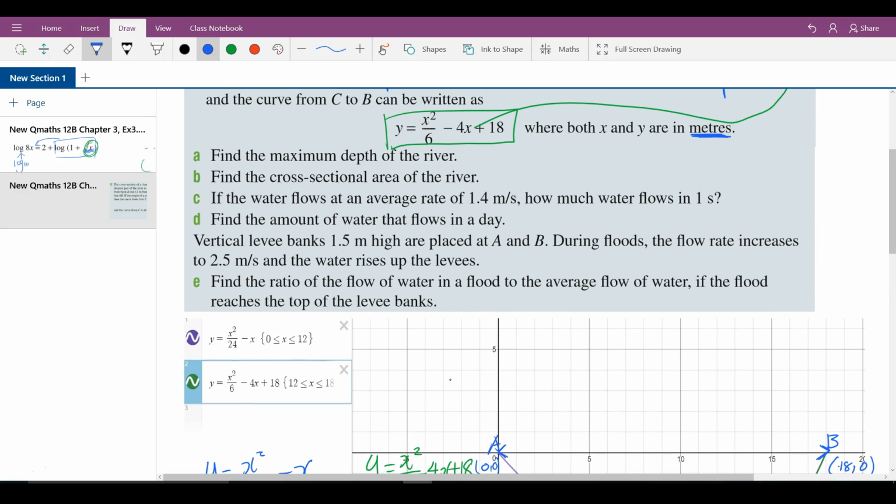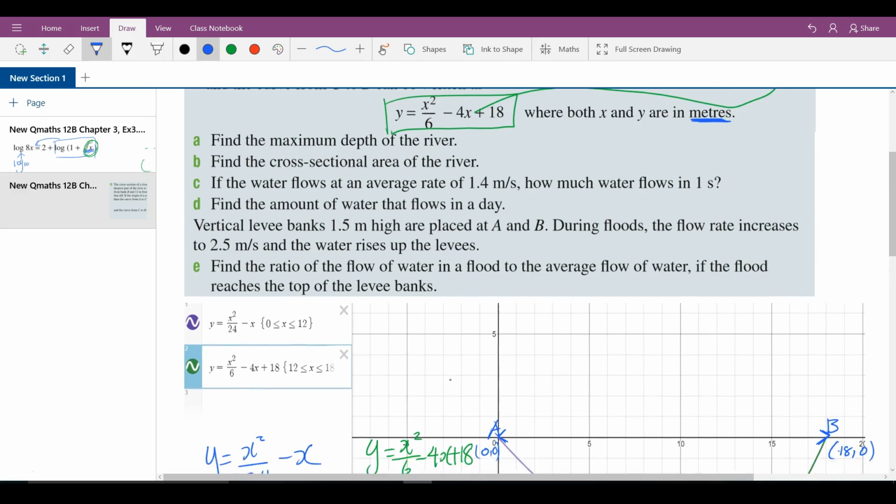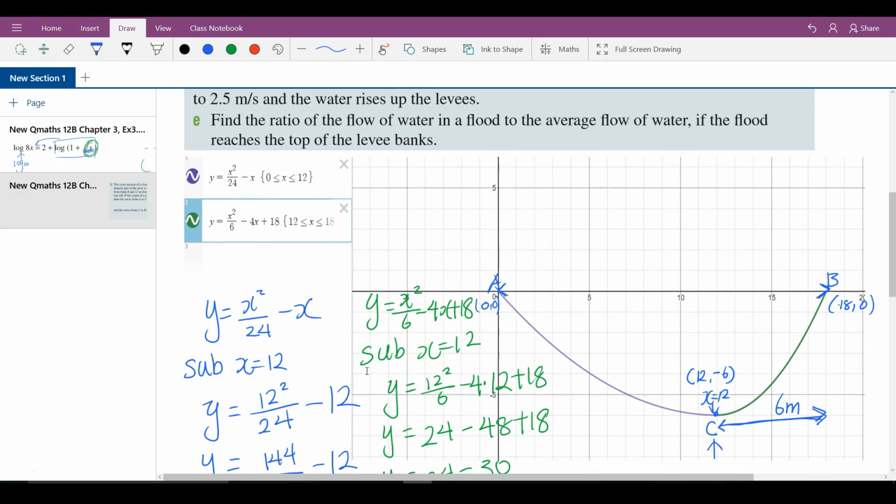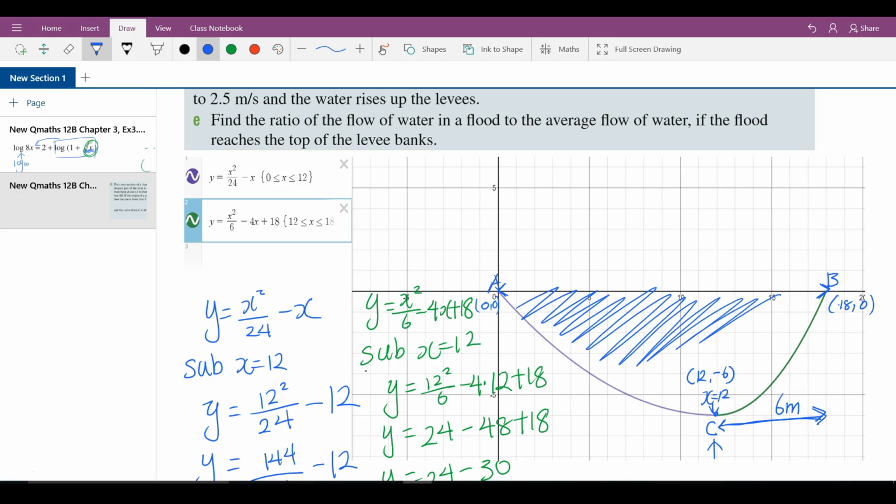Okay, B, find the cross-section area of the river. Now, since we've got 2 particular functions, you can't do just one definite integration to find out the whole area. So we wanted this area, all this area. But you can't do it at one go because you've got 2 functions there. So we have to break it into 2 parts, 2 sections.